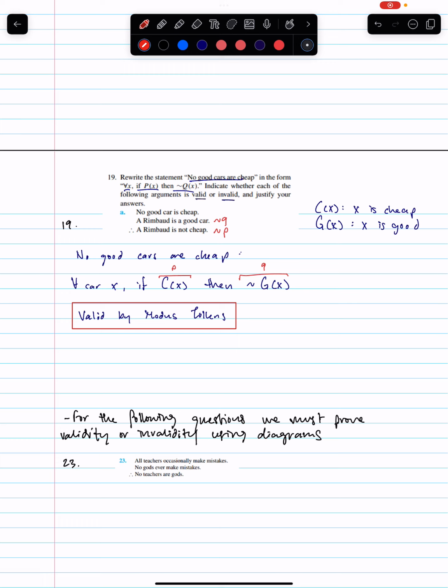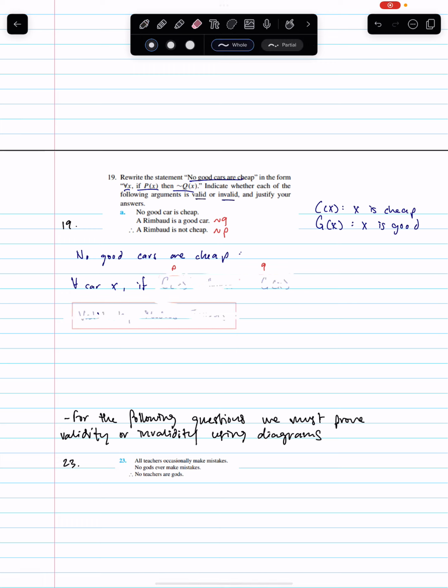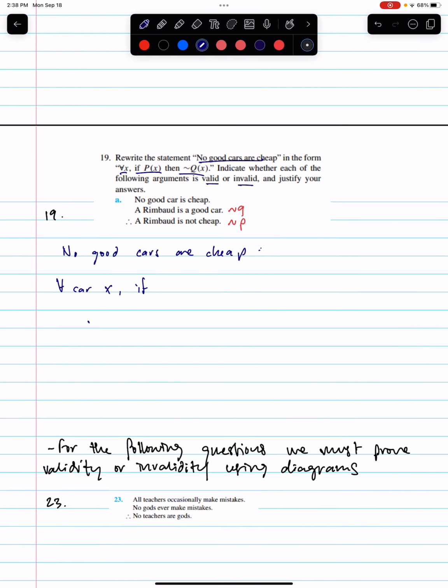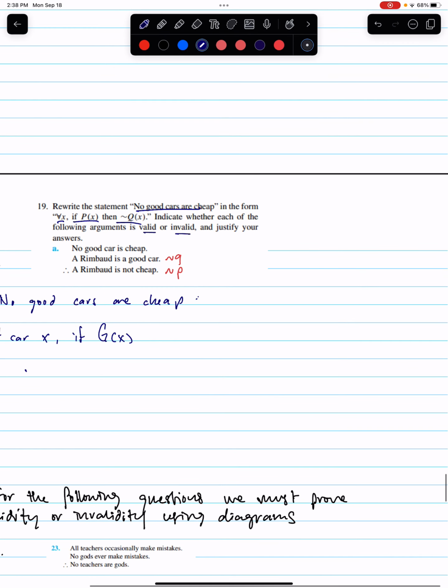Wait, I had this backwards. I wrote this sentence, the whole thing backwards. Yeah, my bad. I'm supposed to say if a car is good, if g of x, if the car is good, then it's not cheap.